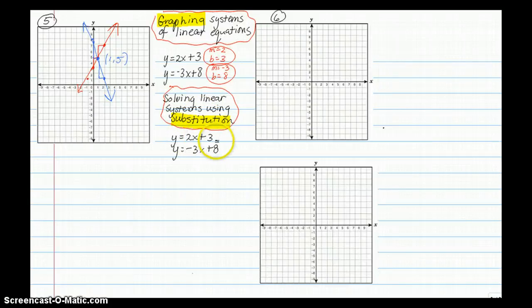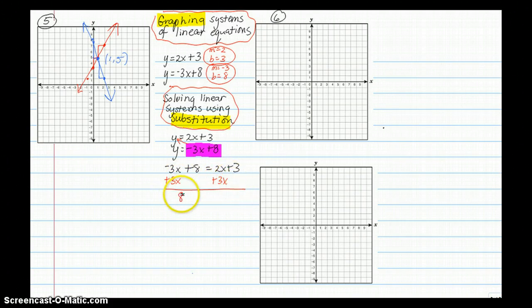So you have y equals 2x plus 3, y equals negative 3x plus 8. You can go ahead and take this right here and substitute it into that y right there. So then you're going to get negative 3x plus 8 equals 2x plus 3. Then you'll go ahead and collect your variables, try to keep them positive. So we're going to add 3x to both sides.